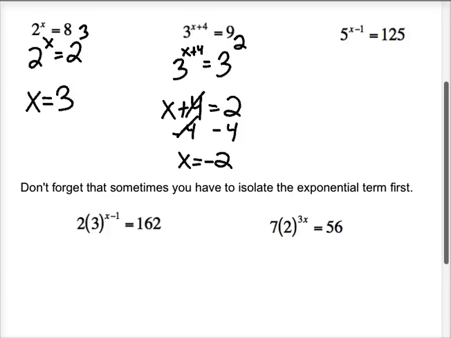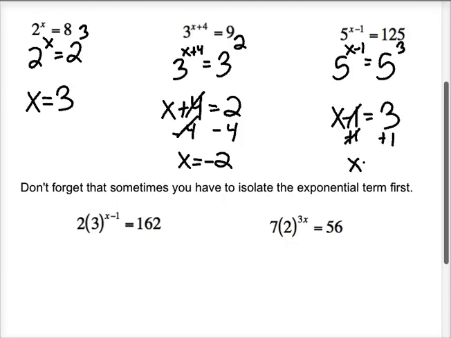For our next one, our base is 5. So 125, look at your powers chart or use your calculator. That is going to be 5 cubed. So now that I have that common base, now I'm going to set my exponents equal to each other. Add 1 to both sides. So my solution is going to be x equals 4.